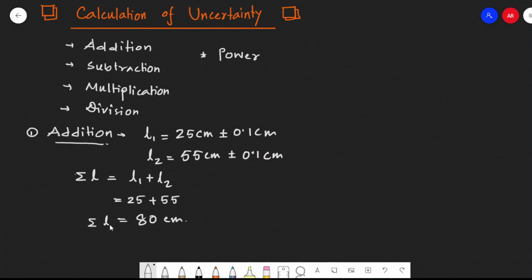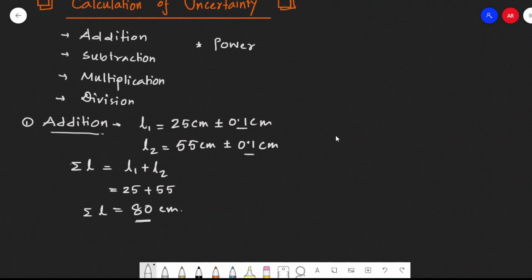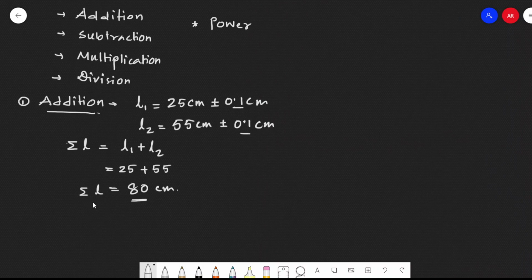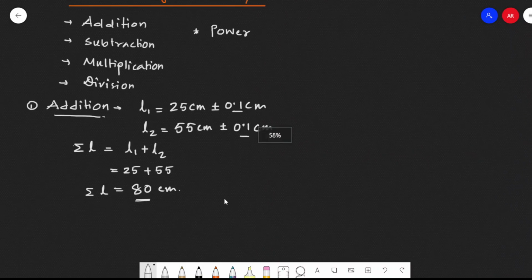Now when we calculated the total length, 80 centimeter, out of these two measured quantities L1 and L2, obviously there is some uncertainty in expressing the total length also. The total length is not absolutely 80 centimeter, it does have some uncertainty. Why? Because while calculating total length, we used L1 and L2, and L1 has uncertainty of 0.1 centimeter, L2 has uncertainty of 0.1 centimeter as well. So the total length L also has some uncertainties.